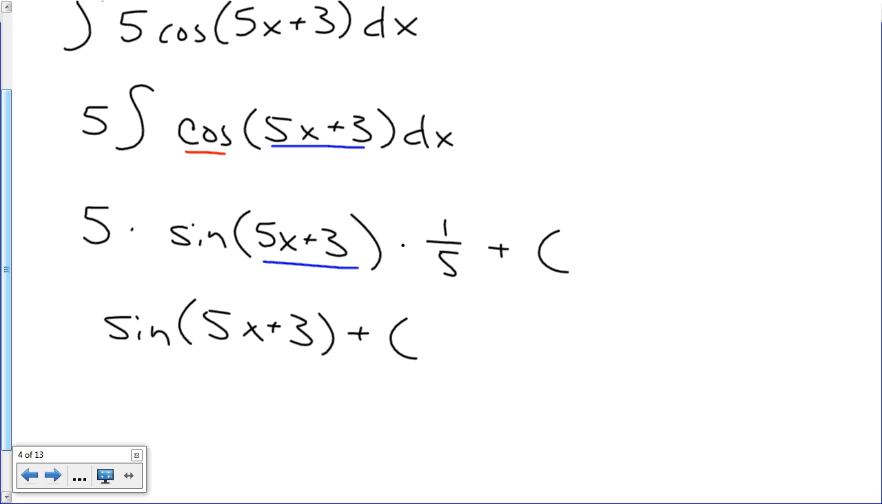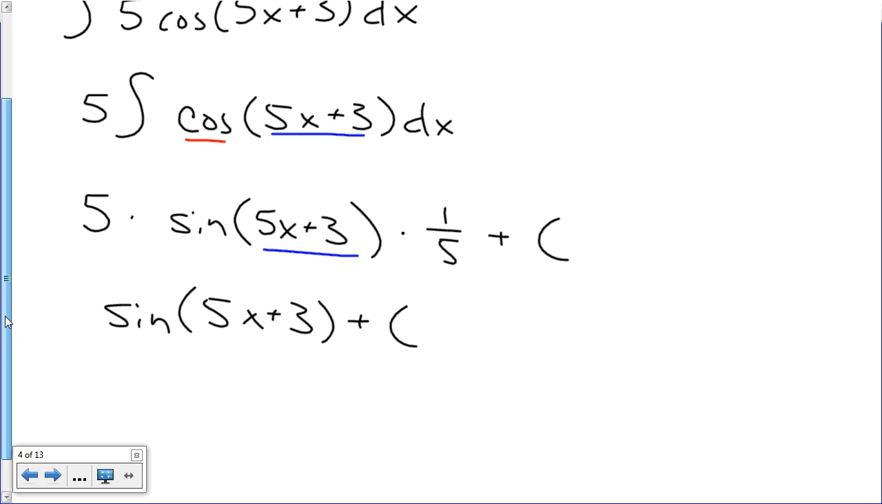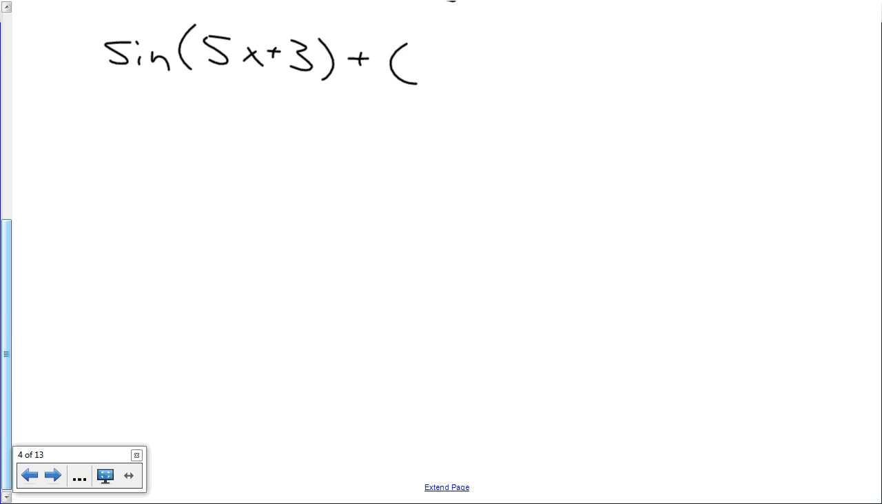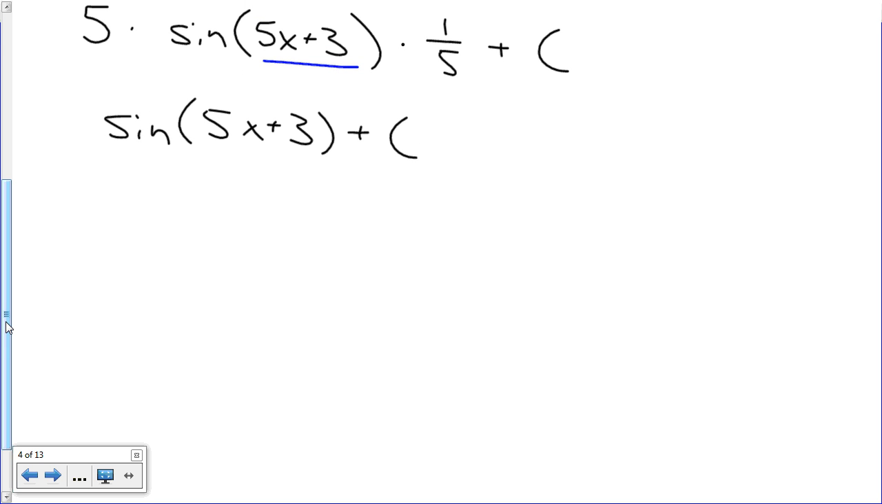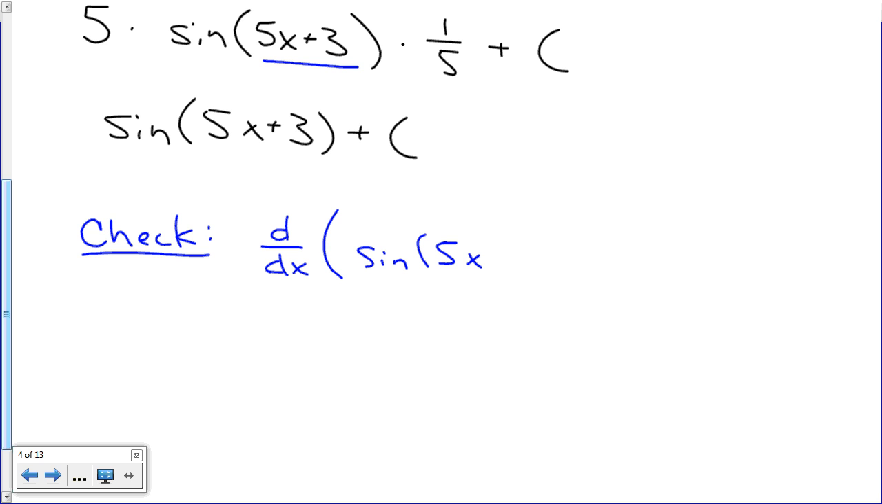All right, and again, as the formal definition of an indefinite integral said, if I'm calling this the antiderivative, which we said was g of x in that definition, then if I take the derivative of this, I better end up with the function that I started with. So let's quickly check that and see if that in fact is the case. So here's our check. I want to take the derivative of the following with respect to x. It's the sine of 5x plus 3 plus the c. I want to take the derivative of that and see what we end up with.